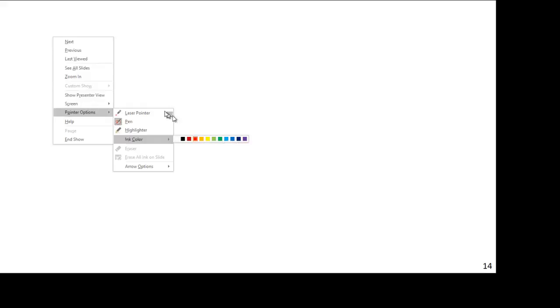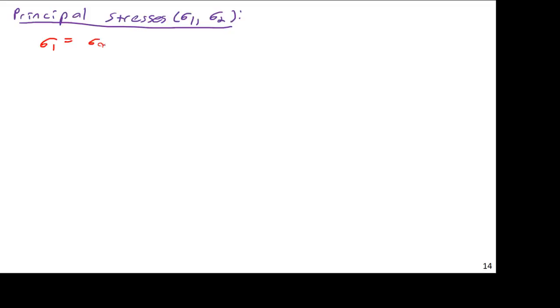Principal stresses: sigma 1, sigma 2, and 2 theta p. Let's see, we're going to have sigma 1 equals sigma average plus r. And sigma 2 is going to be sigma average minus r. And 2 theta p. Okay, so let me run through that. It is simply applying the correct equation.